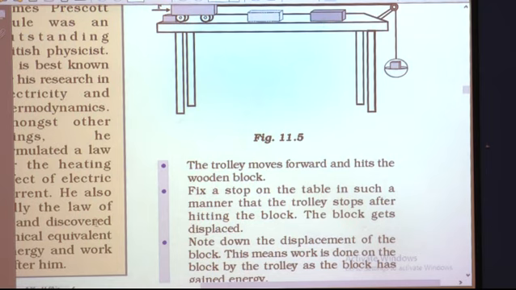This means work is done on the block by the trolley, as the block has gained energy, isn't it? Because of the masses in the pan, the trolley gets energy and that is why it becomes capable of doing work. So, it does work on this block. When it does work, it loses its energy and the block gains the energy, and because of gaining the energy the block gets displaced, it starts moving.